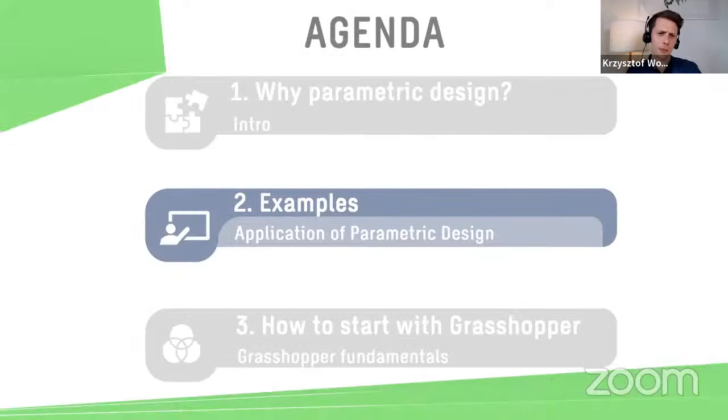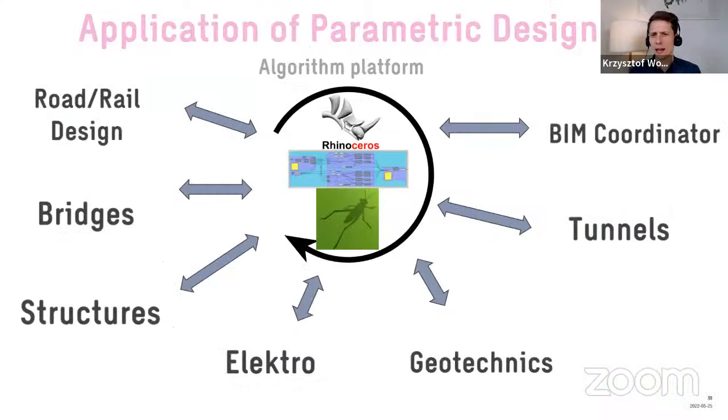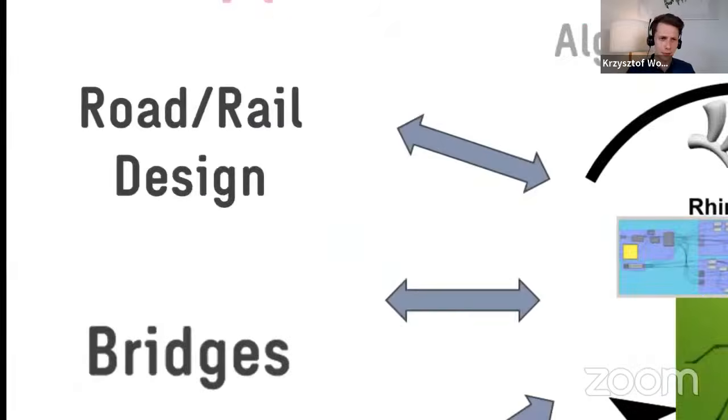All right, back to the agenda. So now let's go to some examples, and I divided the examples by discipline. There are several disciplines for which I will show you examples of how Grasshopper was used on several projects. So let's start maybe from not the most obvious one, which is road and rail design.